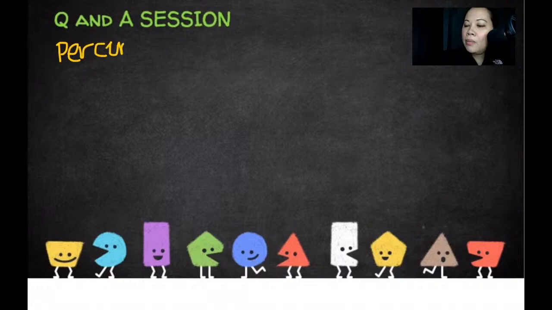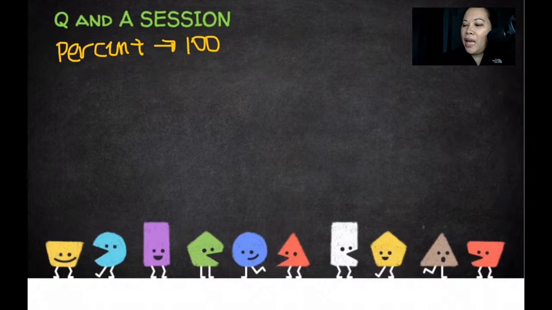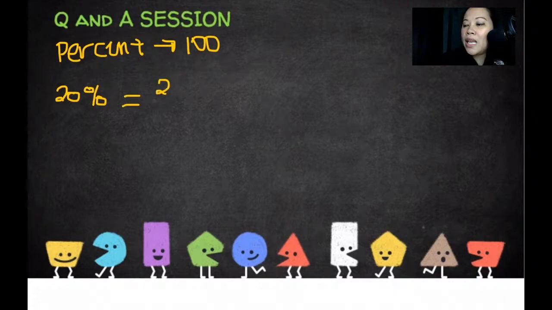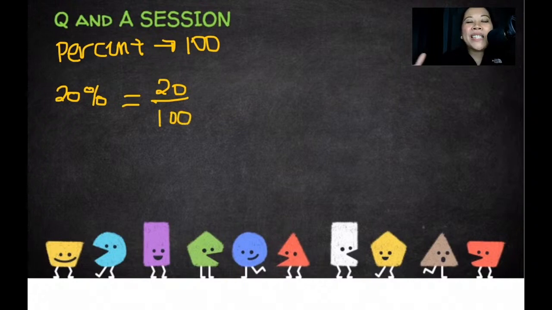Percent, meaning per hundred. So if we have 20%, that means 20 per hundred. So 20% in fraction form will be 20 per hundred. That's why it's called percent.